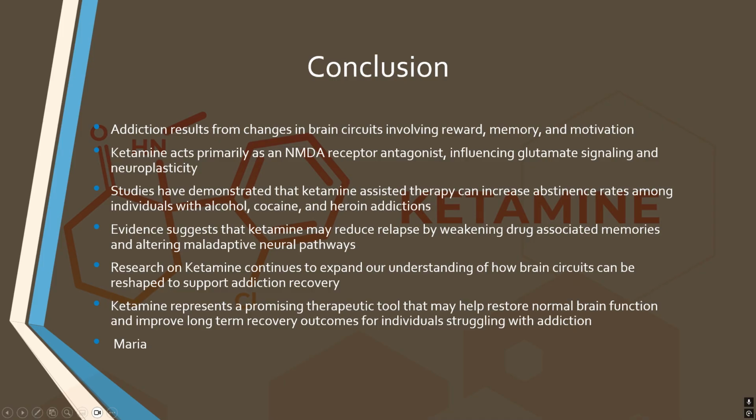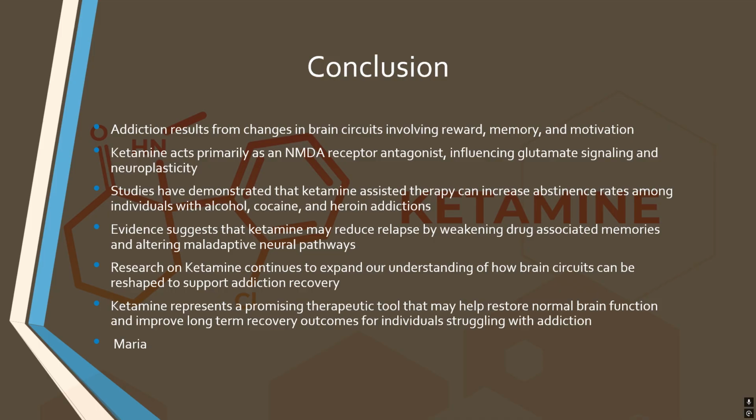In conclusion, our research question focused on understanding the neurobiological basis of addiction and how drugs alter normal brain circuits, with a specific focus on ketamine. Throughout our review of literature, we found that addiction is not simply a matter of poor choices or lack of willpower. Instead, it is a chronic brain disorder that involves changes in neural pathways responsible for reward, motivation, learning, and memory. Ketamine is unique because it acts primarily as an NMDA receptor antagonist, affecting glutamate signaling in the brain.